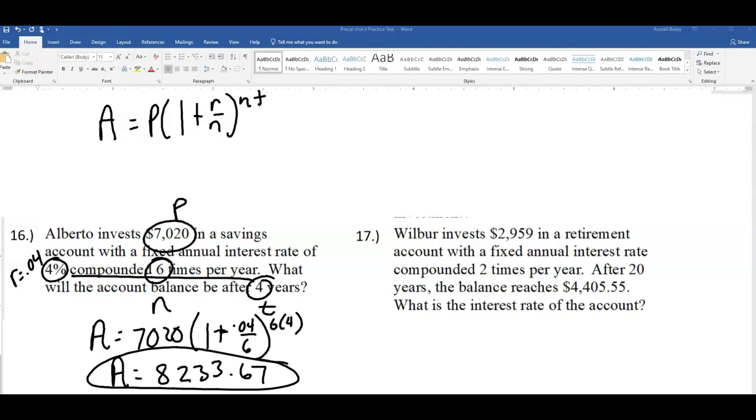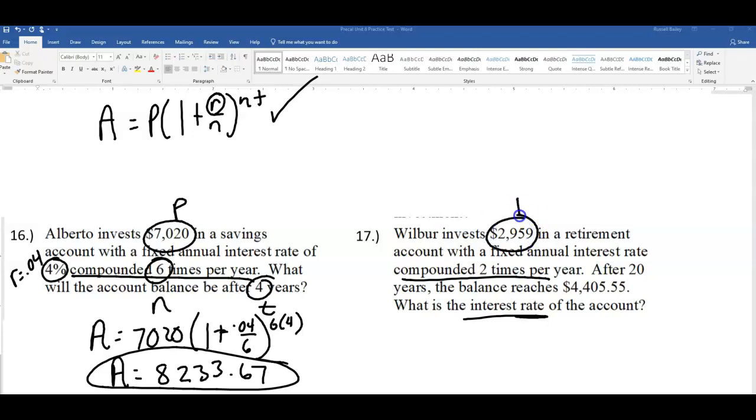Let's go ahead and take a look at number 17. Wilbur invests that much money in a retirement account with a fixed annual interest rate compounded 2 times a year. Once again, we're using the same formula over here. So let's go ahead and figure out what all these values are that they give us. This time they're asking us for the interest rate. So they want us to find R. So that means they're going to give us every other variable. We should have an A, P, N, and T so that we can find R.